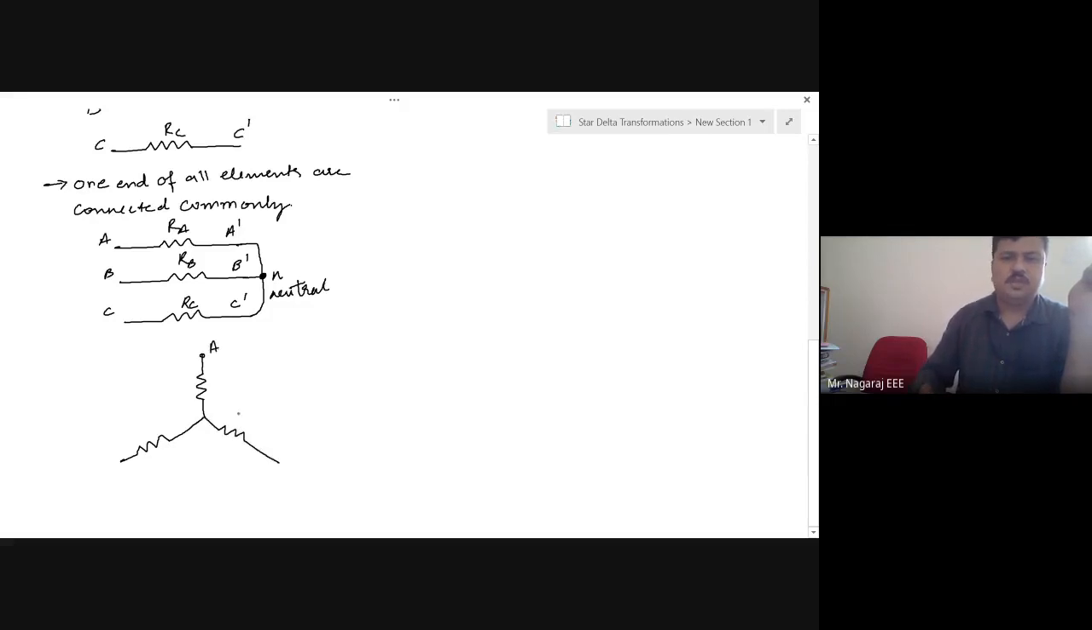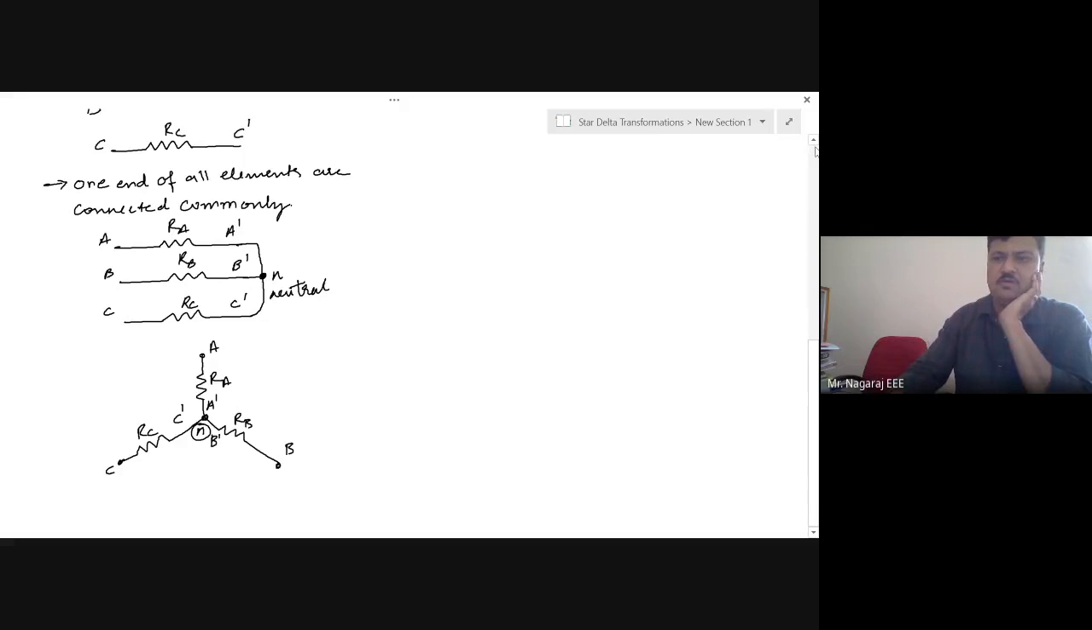So let this be A. This is A dash. B, B dash, C and C dash connected to a common point, neutral. So this is RC, RA and RB. Okay. So this is how I get the star connection.